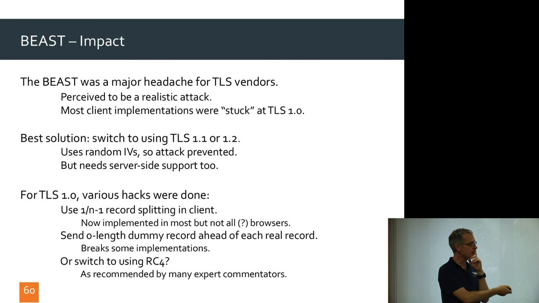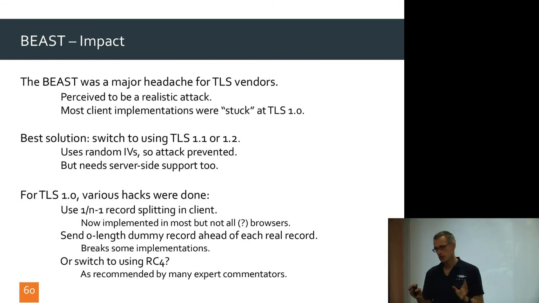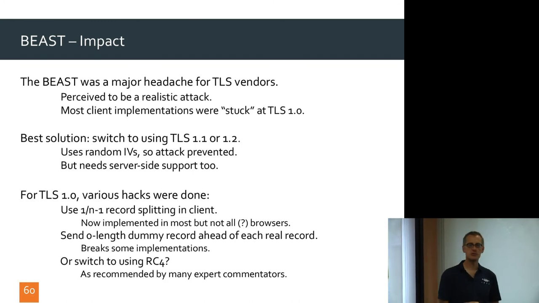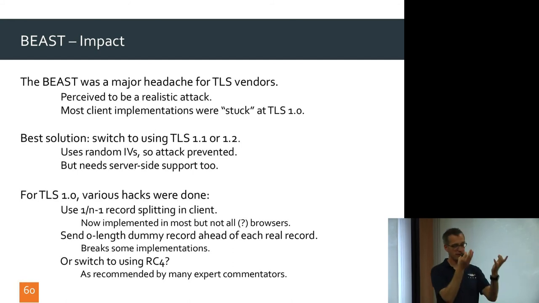Another thing that a lot of commentators said, a lot of experts said, is, well, we should use RC4 instead, because, you know, it doesn't have this issue with IVs, it's a pretty good stream cipher, that would be the way to go. And so actually, the RC4 usage went up after the BEAST attack. Okay? I don't have hard numbers for that, but talking to people and looking at several implementations, a lot of people switched to using RC4 because all those headaches go away.